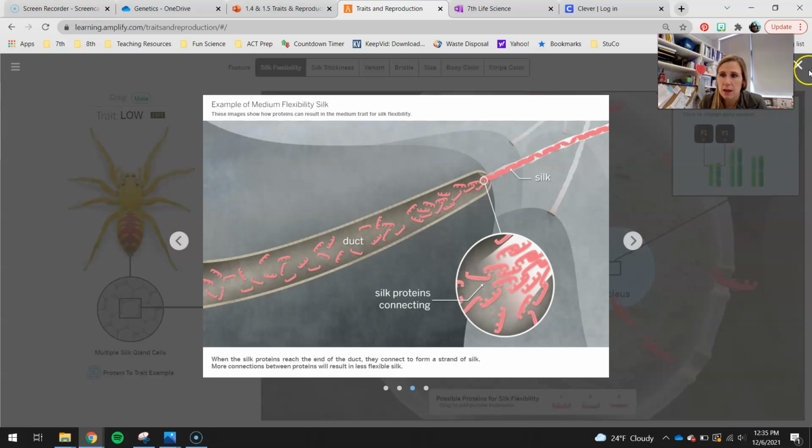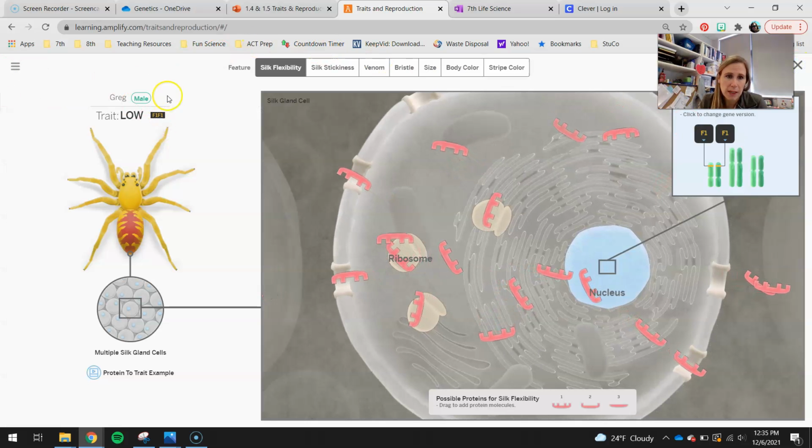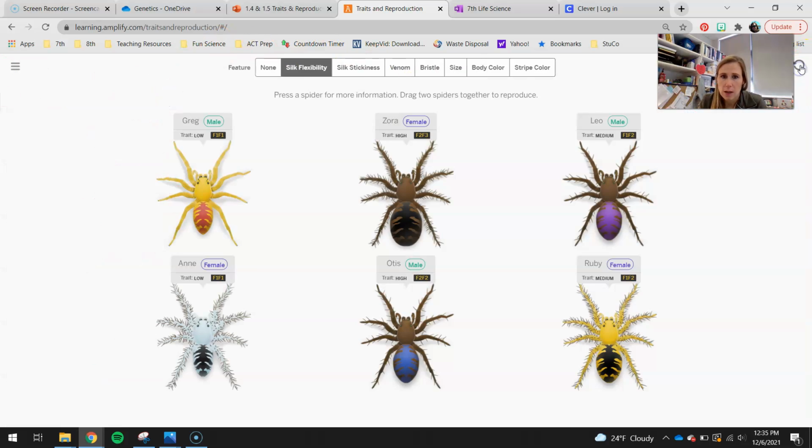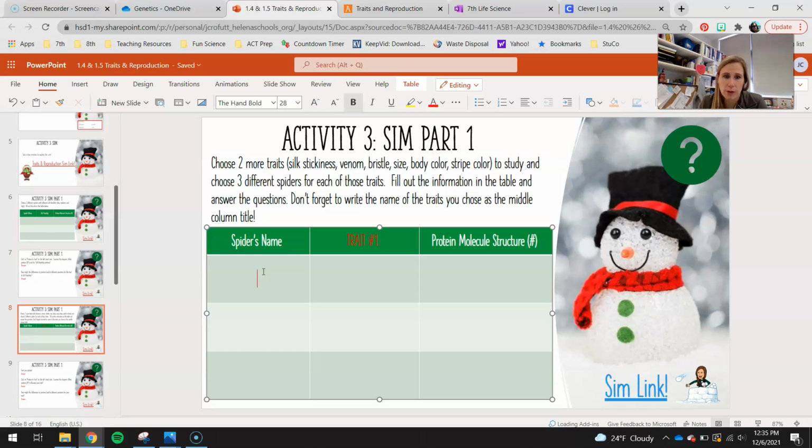So you guys can exit out of that and go back to your main part here and then choose either silk stickiness, venom, bristle, size, body color, or stripe color. Choose 2 of those. Okay, and what you guys will do is give me different variations here and then fill out the information form. So make sure you type what trait you chose for your first trait. Tell me about their proteins.